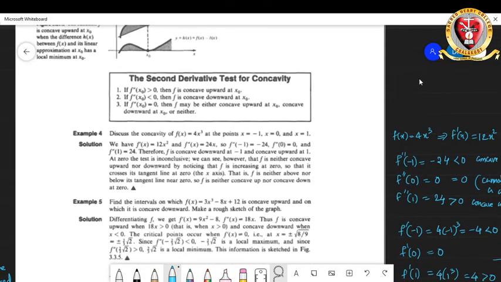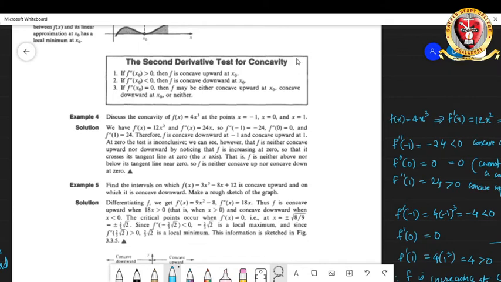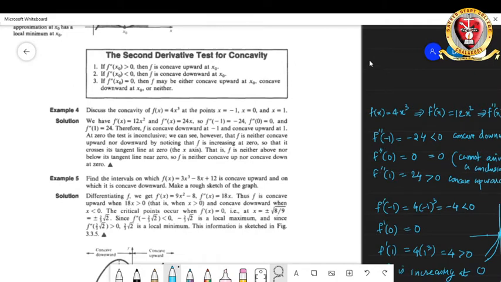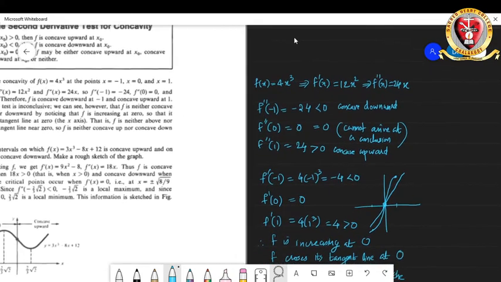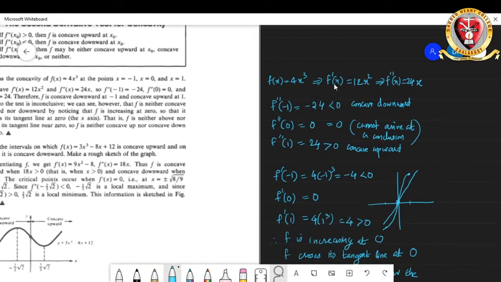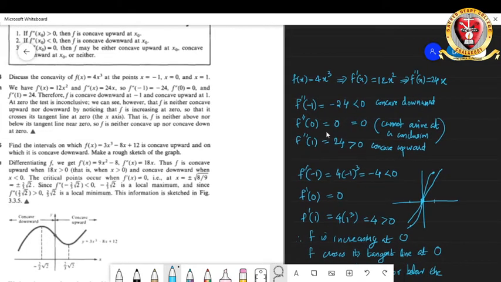Okay. So let's discuss the same test with some examples so that you can get the idea a little better. Example 4: discuss the concavity of f of x equal to 4x cube at the points x equal to minus 1, x equal to 0, x equal to 1. So given that f of x is equal to 4x cube, that will imply f dash of x is equal to 12x square. That is, f double dash of x will be 24x. Okay. You're given points minus 1, 0, 1.